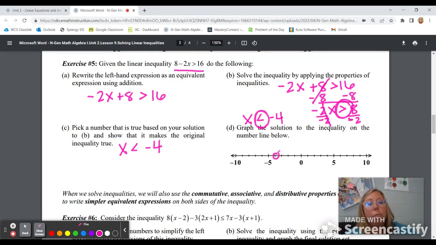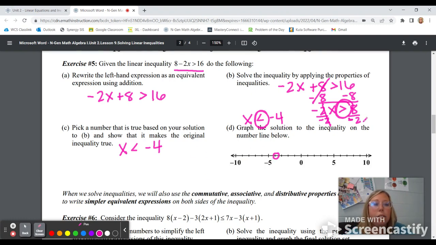Negative 4 is your starting point, and the solutions are anything that is less than negative 4. So any number that falls to the left of that number. So whatever number you pick, it just needs to be to the left. So it could be negative 5, negative 6, it could be a fraction, a decimal, as long as it's to the left. Go ahead and pick a number and plot it here.